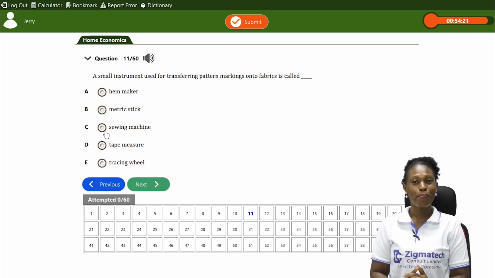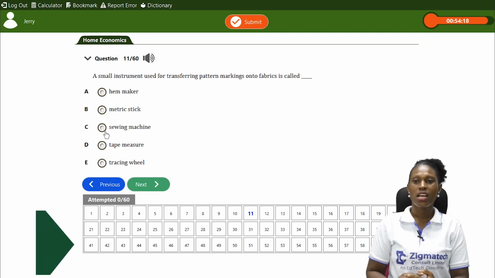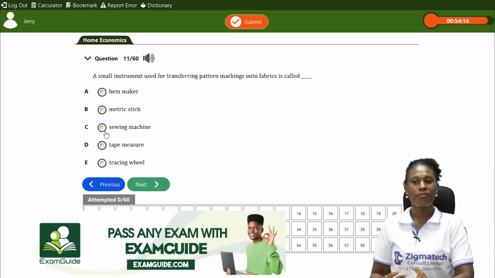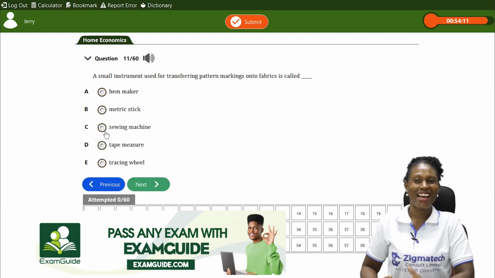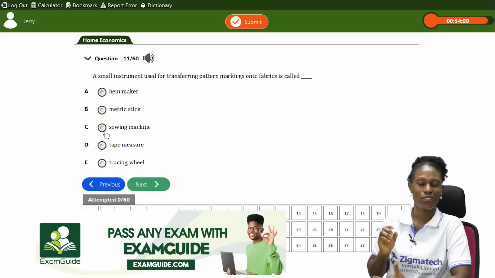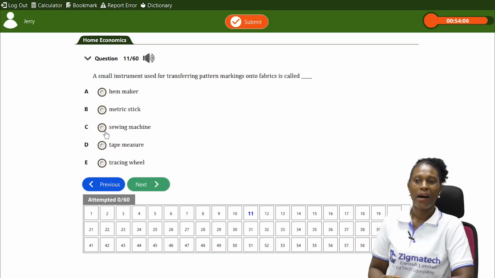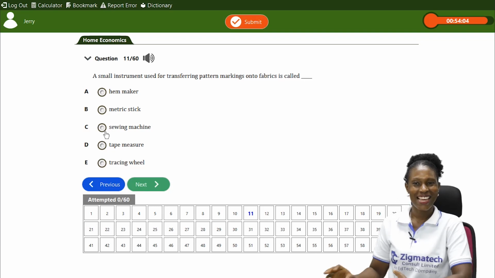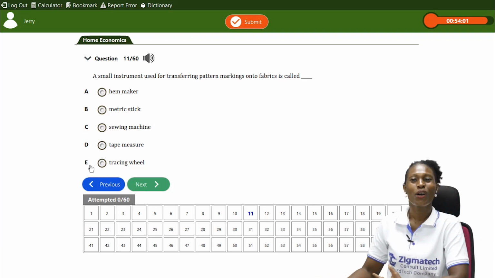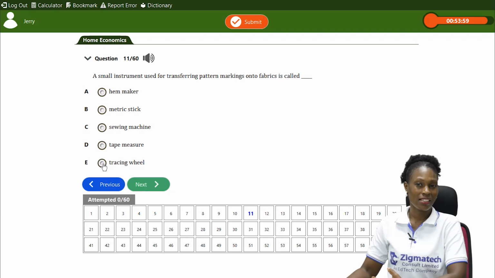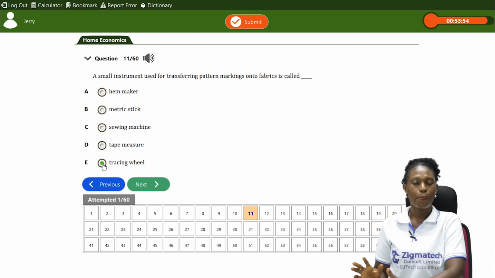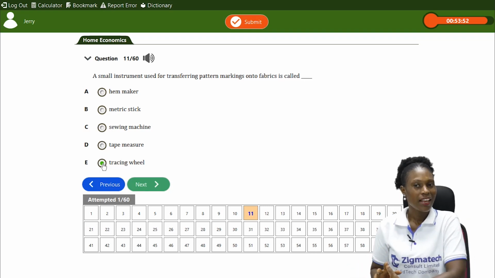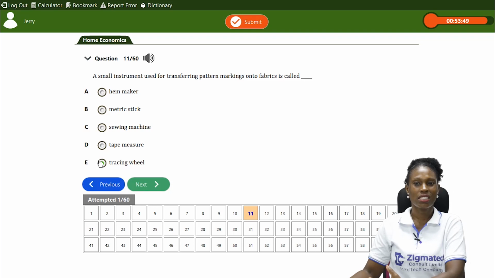Now, A, we have hem maker. B, we have metric stick. C, we have sewing machine. D, we have tape measure. E, we have the tracing wheel. So which of these is the answer? That small instrument that is used for transferring pattern markings onto our fabrics. Yes, beautiful, good. It is the tracing wheel. We talked about the tracing wheel, that you can actually use it to transfer pattern markings to your fabrics. So the answer is the tracing wheel. Let's look at the next question.